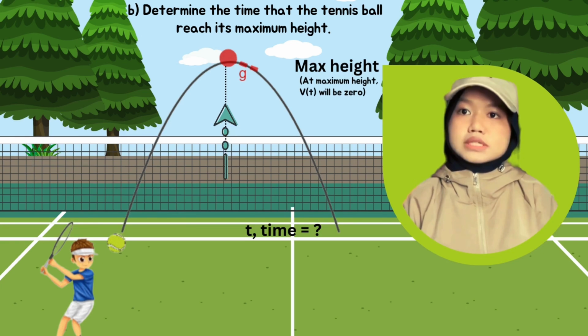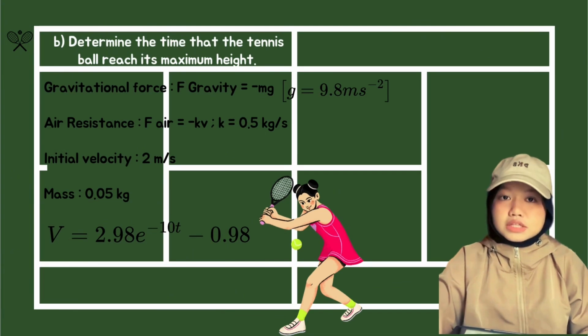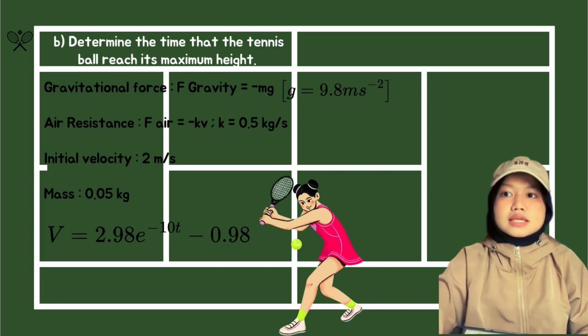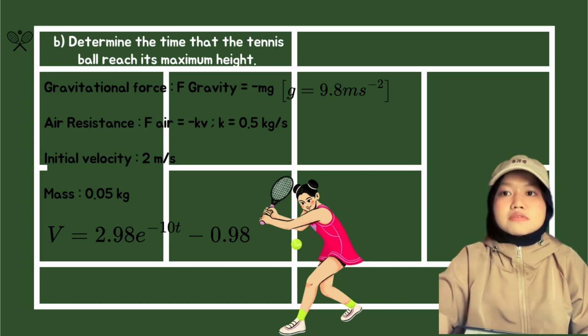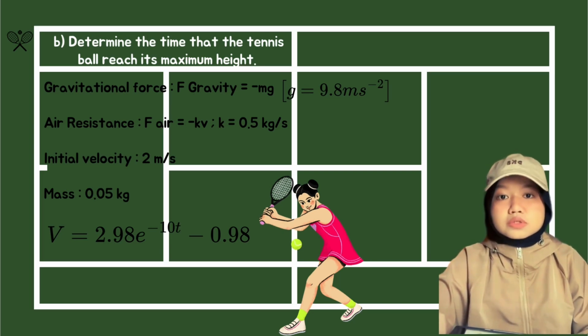Note that when the ball reaches the maximum height, the velocity of the ball as a function of time is equal to 0. Here is the other information to answer this question. The gravitational force is equal to mass times gravity, where g equals 9.8 meters per second squared, and the air resistance Fr is equal to negative k times v, where k is equal to 0.5 kilograms per second. The initial velocity is equal to 2 meters per second, and the mass of the tennis ball is 0.05 kilogram.